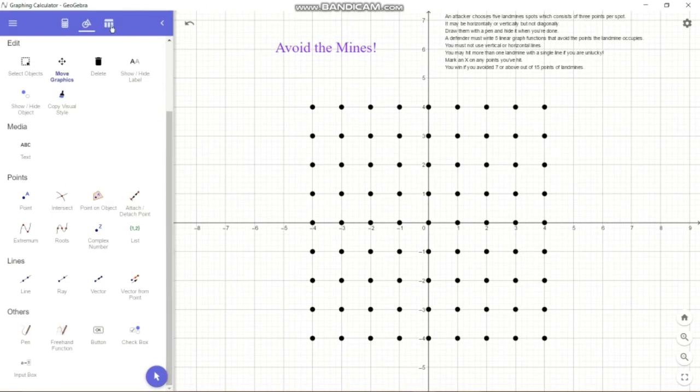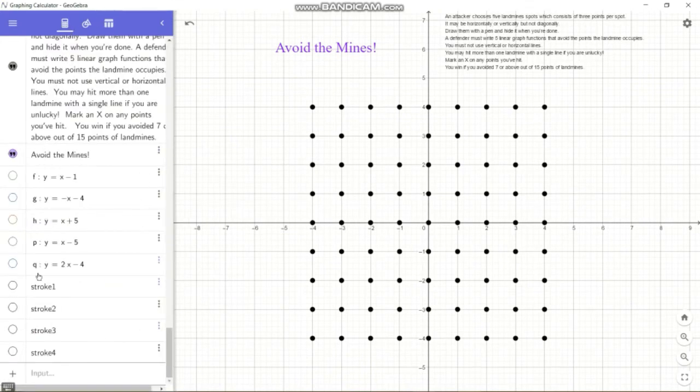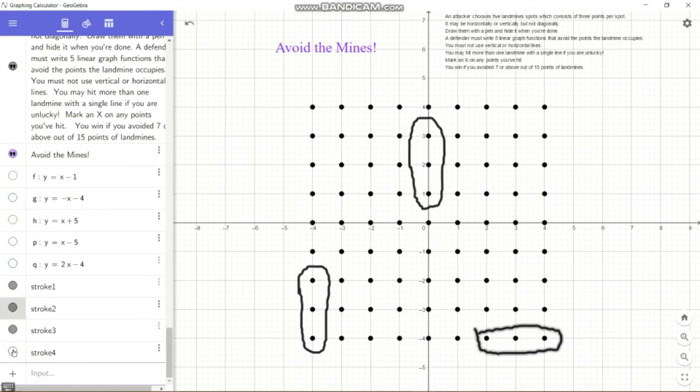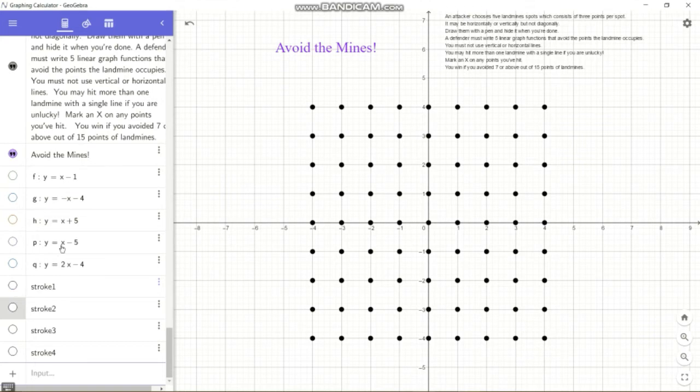So they have to draw it with a pen. Okay, so the first spot is this, the second spot, the third spot, and the fourth and the fifth spot. Okay, so after the attacker has chosen their spots, they have to hide it again so that the defender can guess and avoid which the spots are. Okay, done hiding.